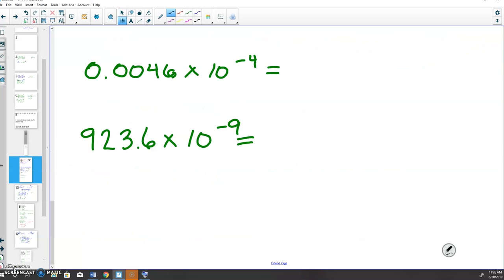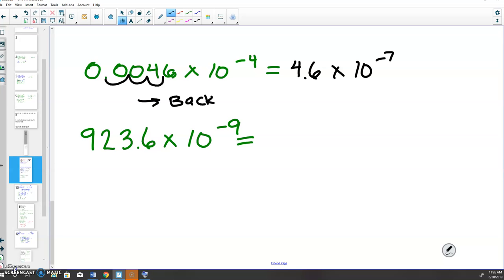Found the first one. Where do you want your decimal? In between the 4 and the 6, after your first real number. So you had to move it back 1, 2, 3. Right? So it's going back. So if you're at -4 and you move it back 1, 2, 3, -7.